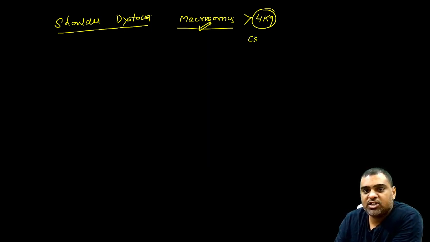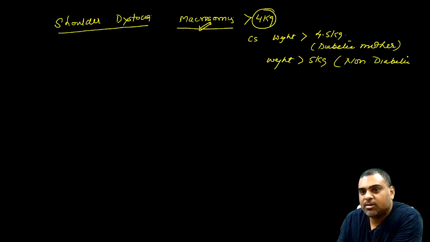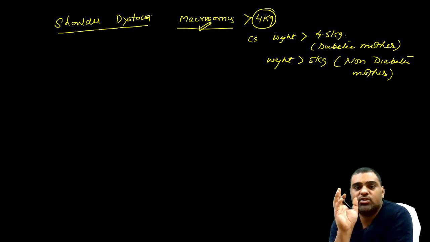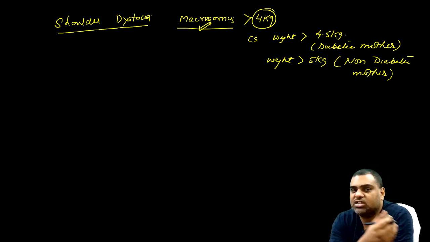What is the indication for cesarean section? If the weight is more than 4.5 kg in a diabetic mother, and if the weight is more than 5 kg in case of a non-diabetic mother. Please remember these points. This is the indication for cesarean section. More than 4 kg is not. More than 4.5 if the mother is diabetic, more than 5 kg if non-diabetic.